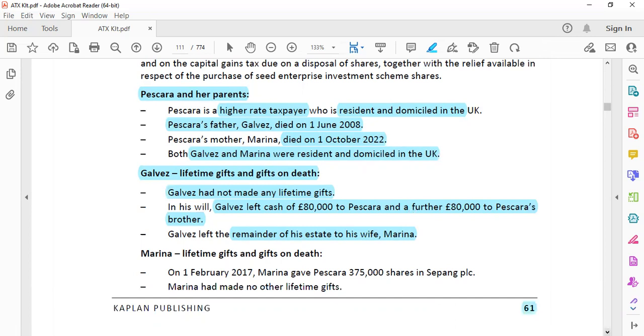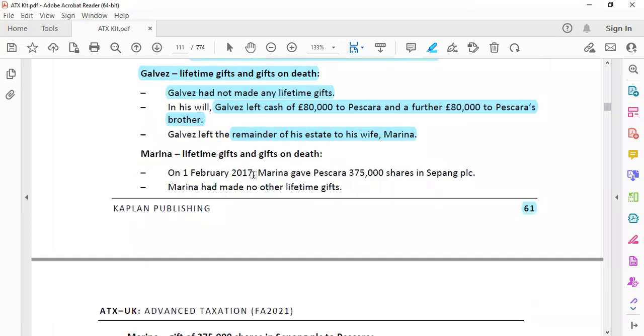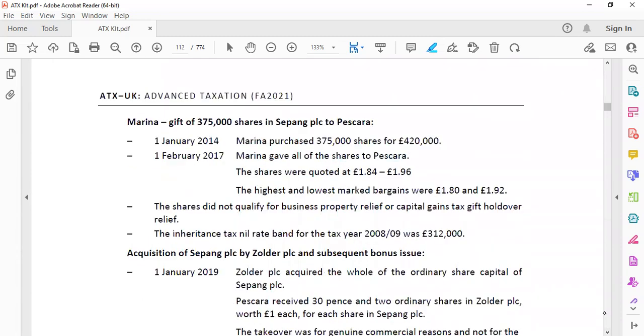Marina's lifetime gifts and gift on death. Marina gave Pescara 3,75,000 shares in Sepang PLC. Marina had made no other lifetime gifts. Now, details of the gift. Gift of 3,75,000 shares in Sepang PLC to Pescara. Marina purchased these 3,75,000 shares for 4,20,000. This is the cost. Marina gave all of the shares to Pescara. Shares were quoted at 1.84 to 1.96. Highest and lowest marked bargain was this.